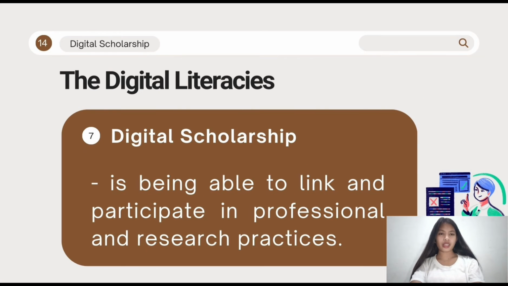The next one is digital scholarship. It is the ability to link and participate in professional and research practices. In simpler terms, it means being able to use digital tools and resources to conduct and share research, collaborate with other scholars, and contribute to the academic community.